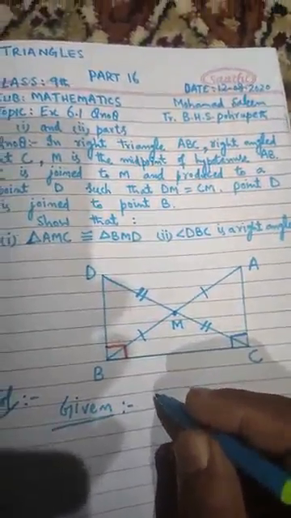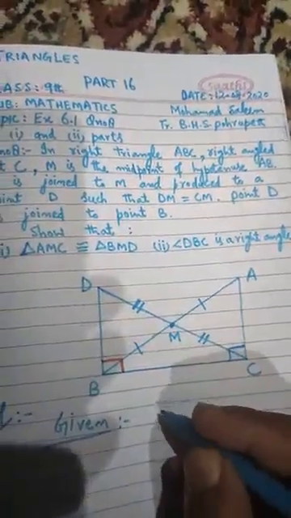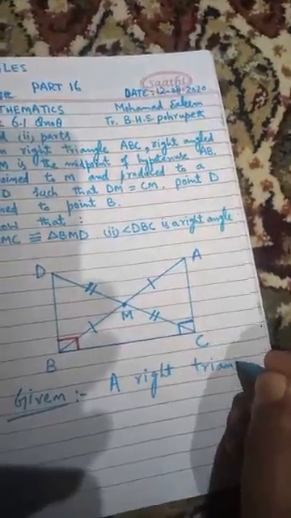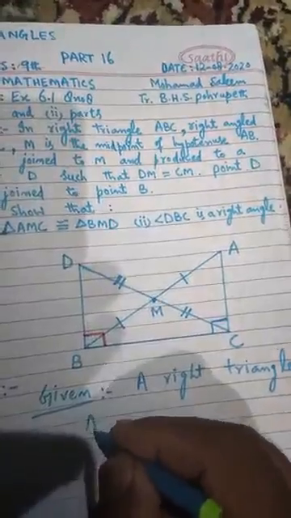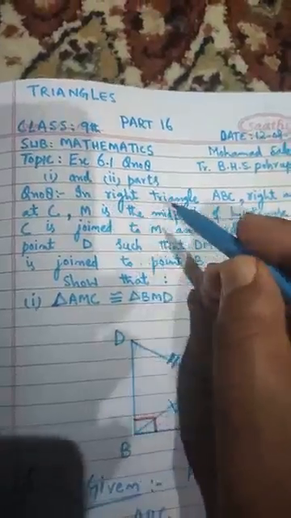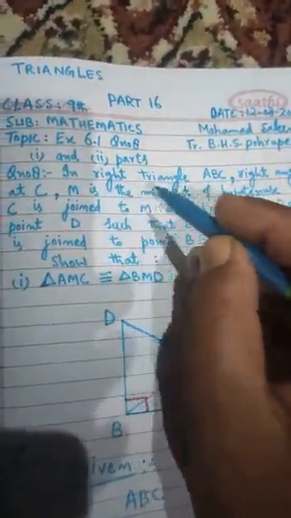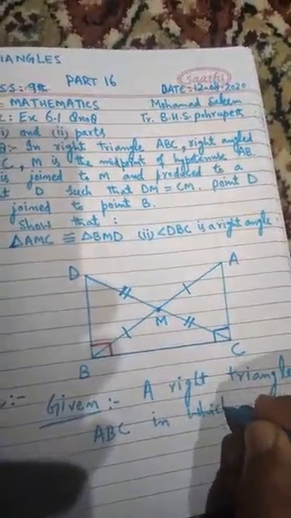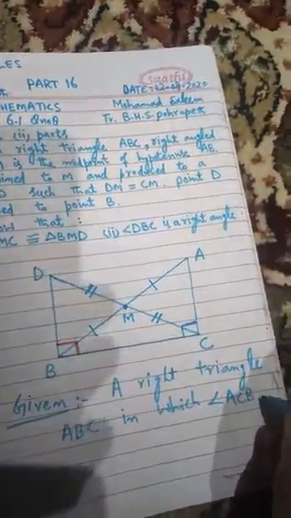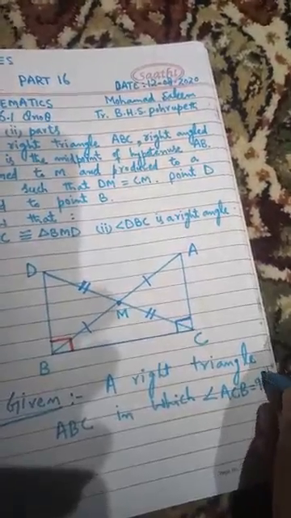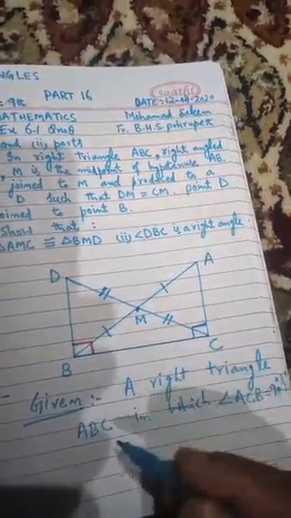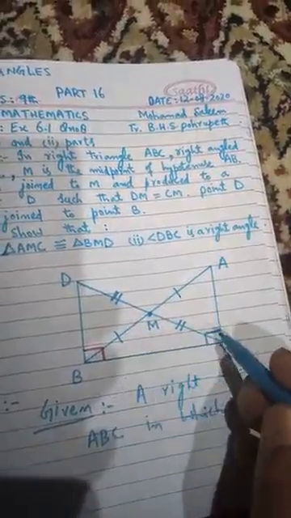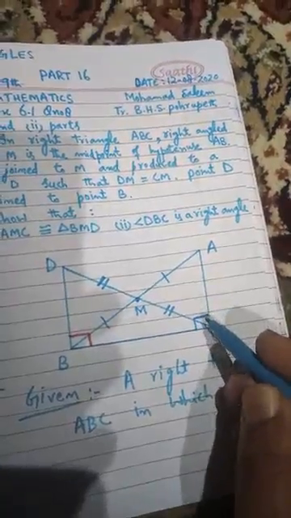First we have a right triangle ABC. It is written in the question, a right triangle ABC, in which angle ACB is equal to 90 degrees. A right triangle ABC हमारे पास है, और इसमें हमारा जो एंगल ACB है यानी ये वाला एंगल है, ये 90 डिग्री के बराबर है क्योंकि ये राइट एंगल कहा गया है.